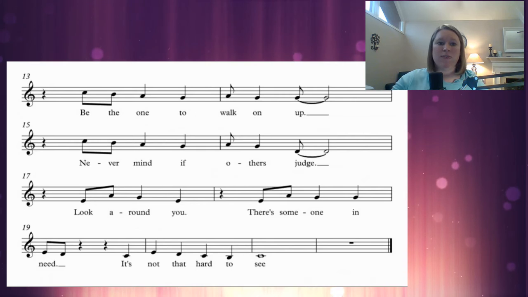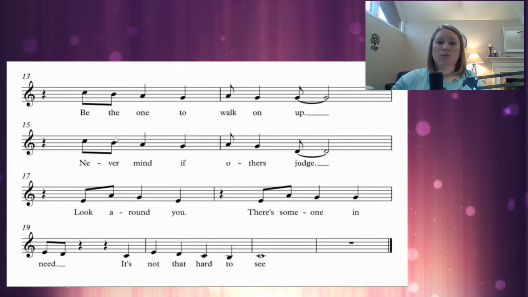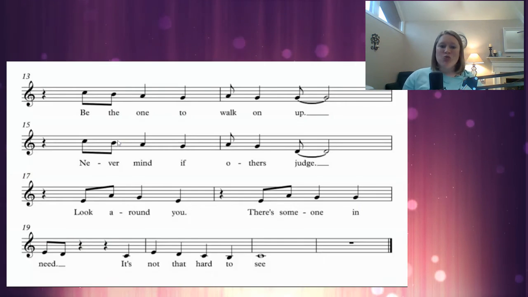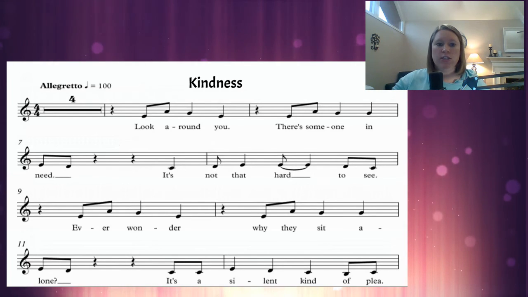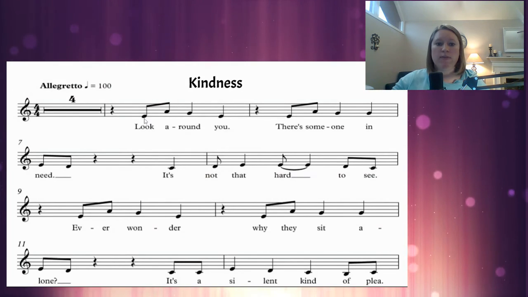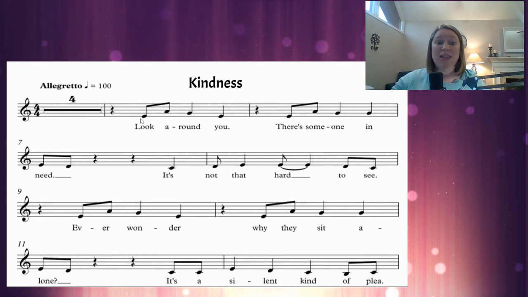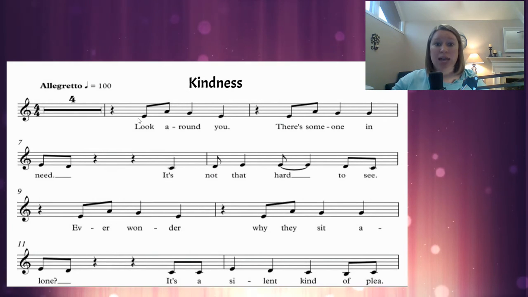So let's go back to the first page. Oops, wrong way. And let's look at these words. Look around you, there's someone in need. Look at the first word, look. Do you see this note right here? It's an eighth note. It's on the first line. So what letter is on the first line?